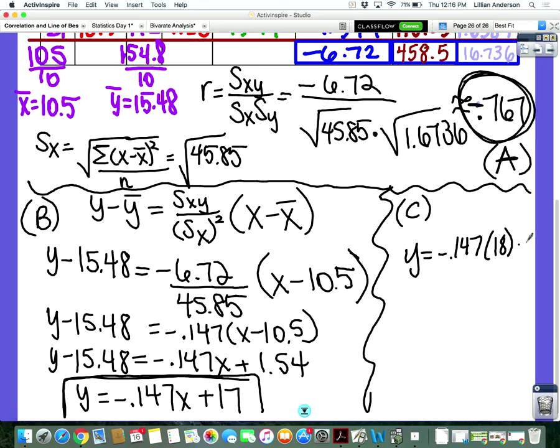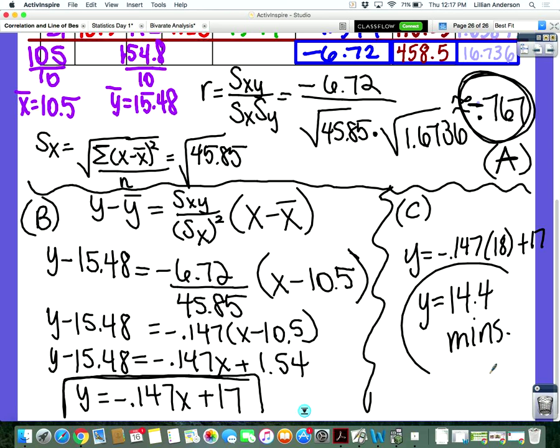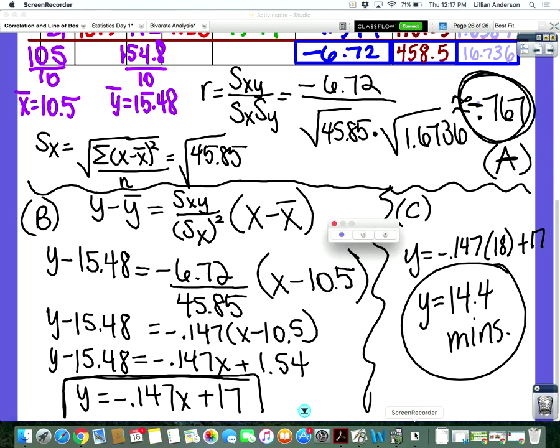Oh, wow. And what's the answer? 14.4? And that's going to be in minutes? Yes. This is how you find the correlation coefficient, that's part A at the top, and the regression line, by hand. Again, I only expect you to do this for your IA. On a test, please use the calculator method, okay?